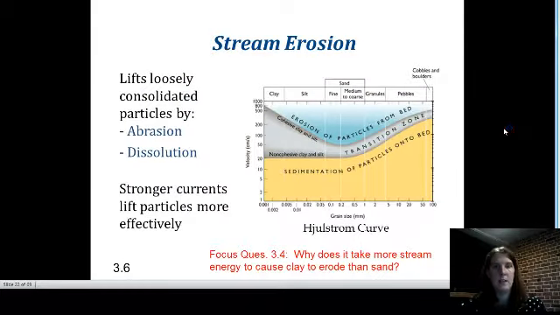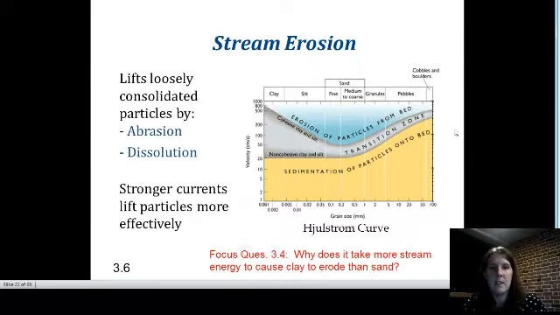So when we talk about the stream head, or areas of erosion, we have higher velocities in these areas because of the gradient, right? Sediment in these areas can be moved by either abrasion or dissolution. The stream moves loosely consolidated particles. What we mean by this is particles where, if you scooped up a handful, you could shake it all out. It's not yet formed into a rock or any sort of really cohesive material. The stronger the current, the more effective it is at lifting particles.